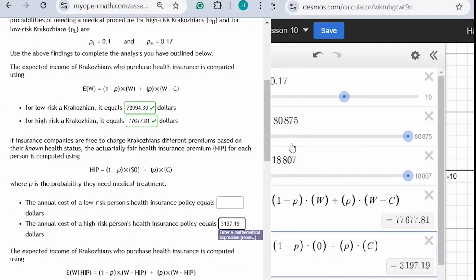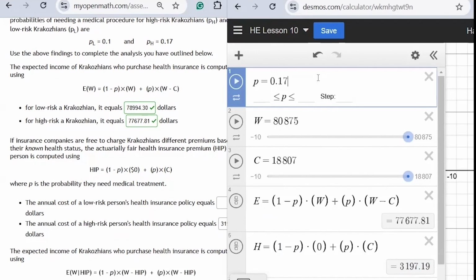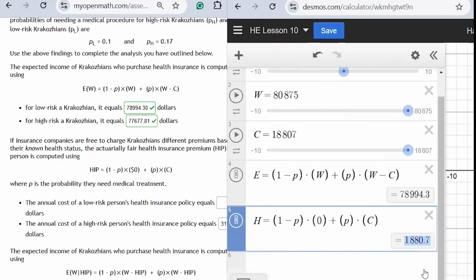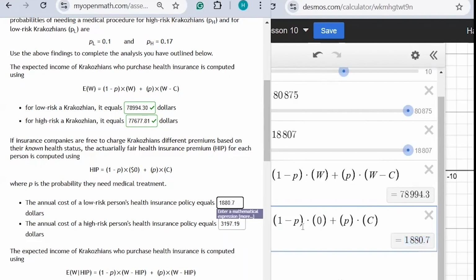To get the annual cost of the low risk person's health insurance premium, we have to change the probability back to 10%. And so low risk Caucasians have an actuarially fair insurance premium equal to $1,880.70.